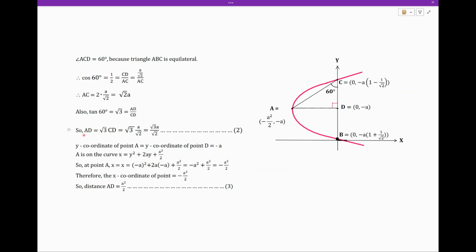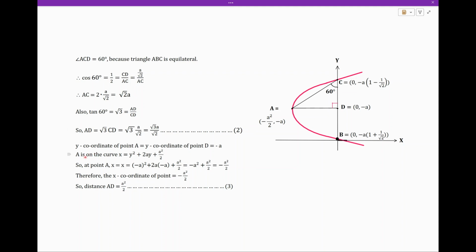Therefore, the value of AD is equal to square root of 3 into CD, and we know the value of CD. CD we have already found out, that is a by square root of 2. So therefore, AD is equal to square root of 3a divided by square root of 2. Let us call it equation 2.